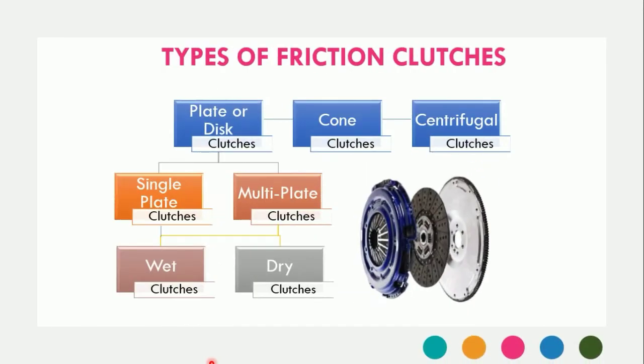So friction clutch has three major types. First one is plate or disc clutch, second one is cone clutches, and third one is centrifugal clutches. For the first part, plate or disc clutches are sub-classified as single plate clutches and multi-plate clutches. And again, both of these are available in a wet form as well as a dry form. Therefore, they get further classified as wet clutches and dry clutches. We are going to discuss all these different types of clutches one by one in the coming slides. So let's move.